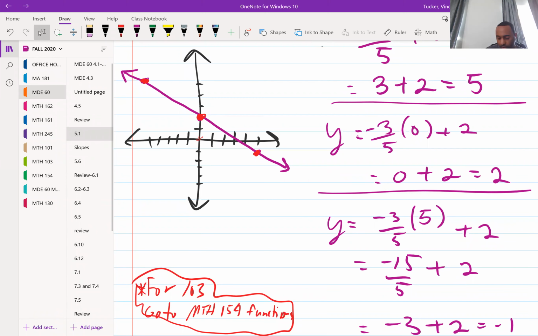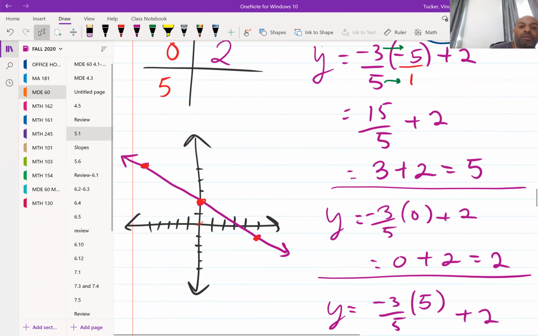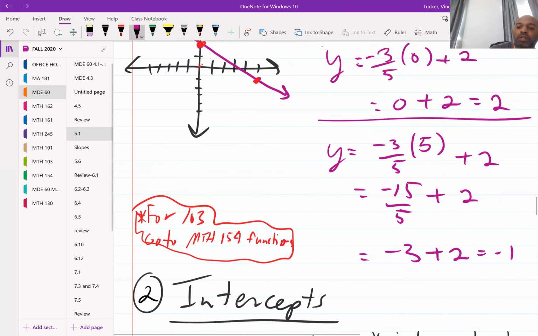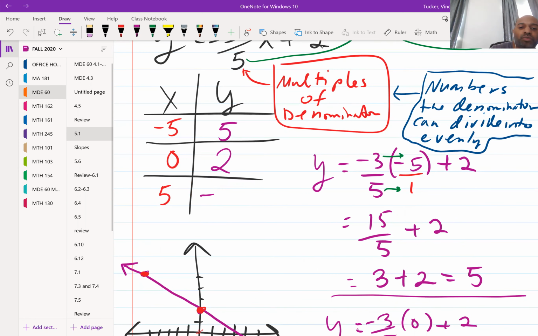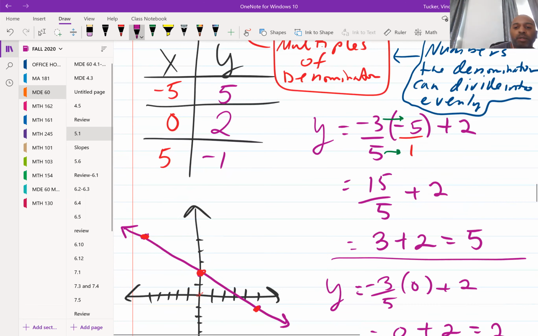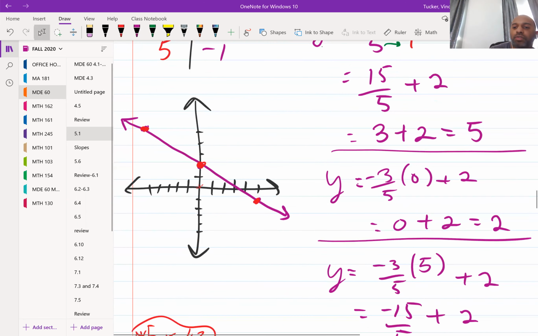Questions before we look at the graph? All right, so going back to the chart, let me put this one right here. Leave this one right. Oh, -1. Make sure I got my numbers right. I got a 5, 2, and -1.